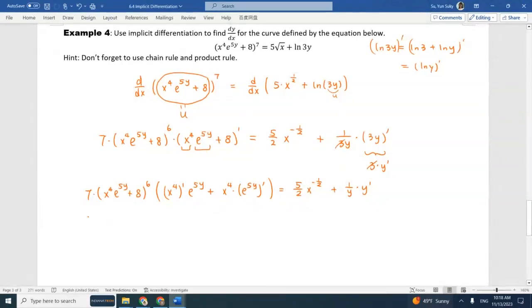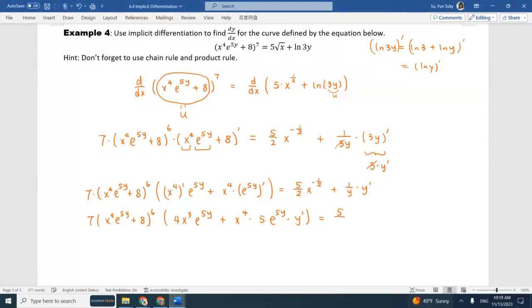Okay. Let's keep going. So x to the 4th e to the 5y plus 8 to the 6th. What is the derivative of x to the 4th? Page. Yeah, 4x cubed. And how about the derivative of e to the 5y? Mackenzie. Yes, 5e to the 5y, but then when you differentiate the y, you multiply by, yes, y prime, good.